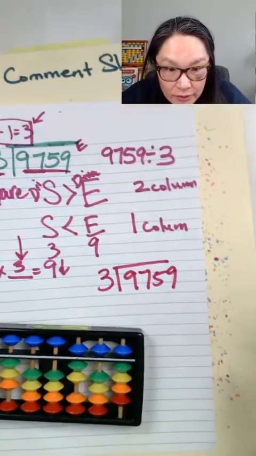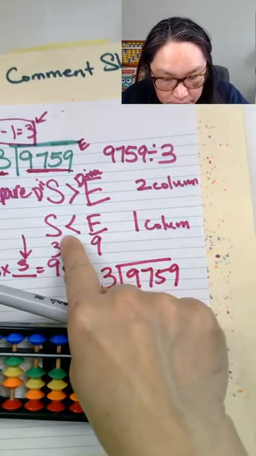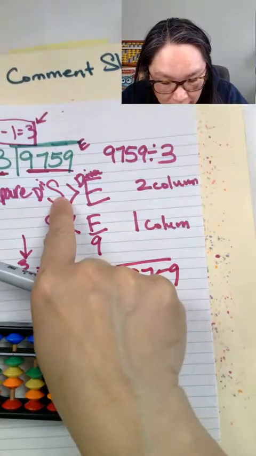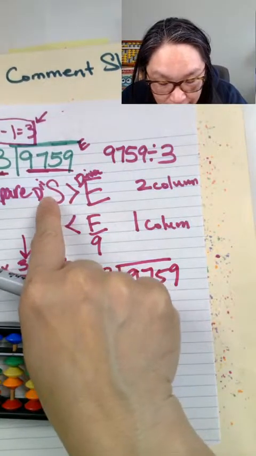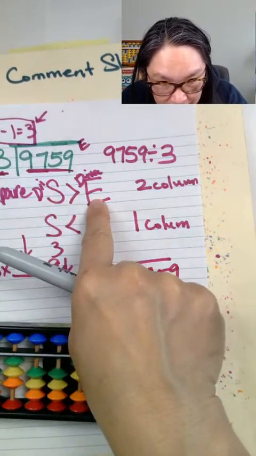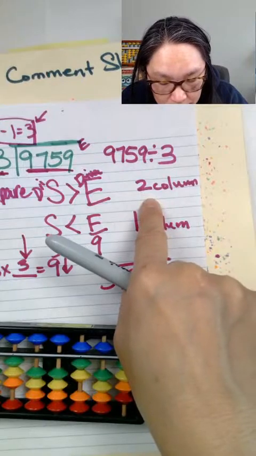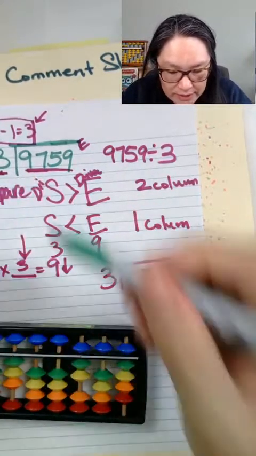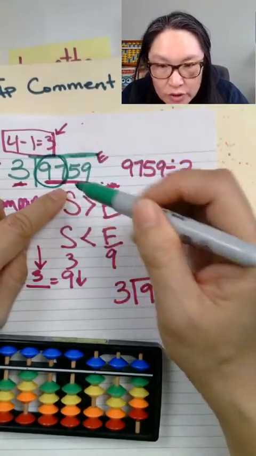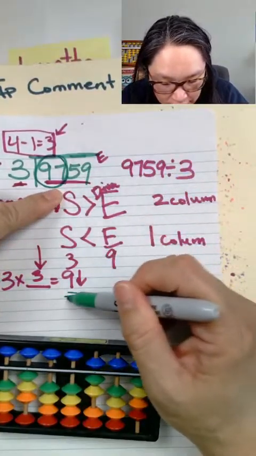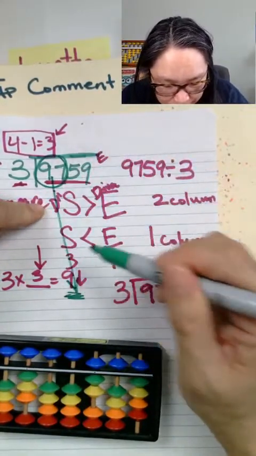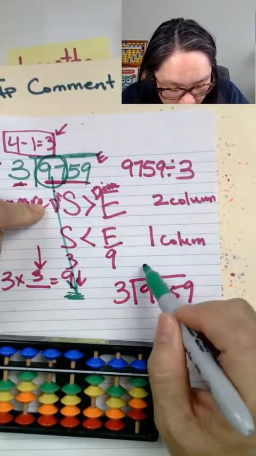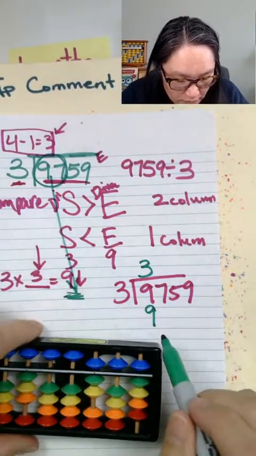So what happens when the divisor is bigger than the dividend? You take 2 columns. It's these 2 columns you take. You use two as your answer here. That's what that means. So I add my 3 and I take away my 9.